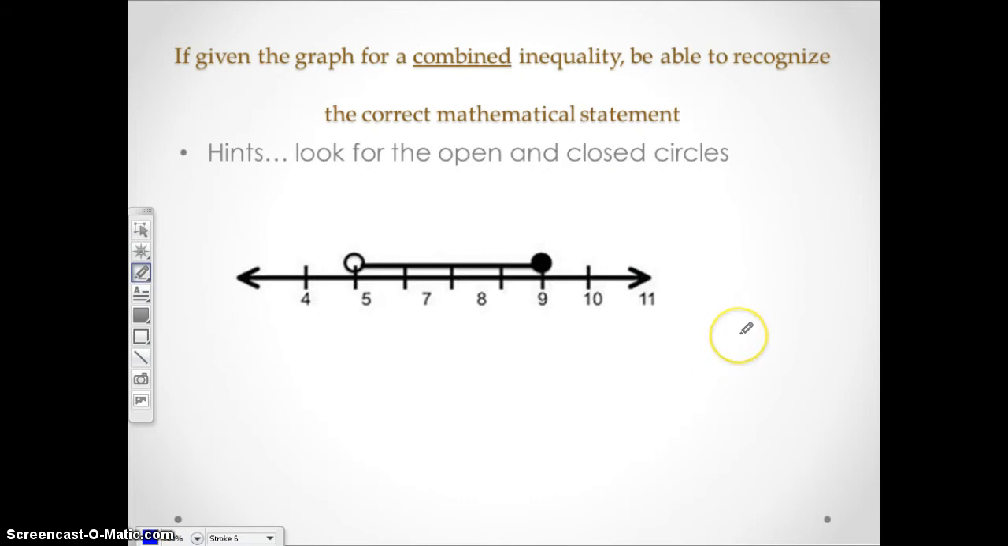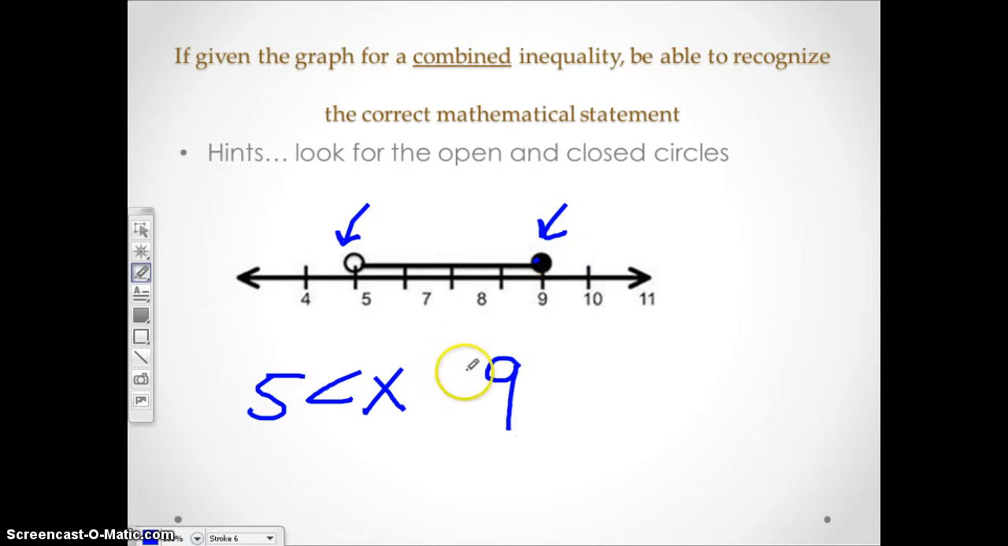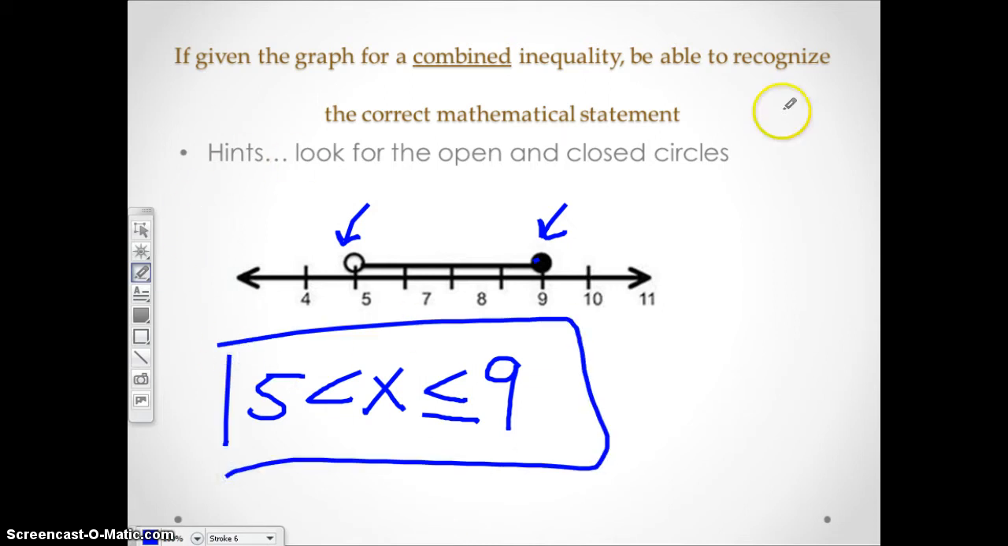Alright, you'll also have to be able to recognize the mathematical statement that goes with a combined inequality. Remember, look for those open and closed circles. This one's open. We're not going to have an equal to. This one is closed, and we will. So, what have we got here? We've got 5, and it looks like x can be the numbers that are bigger than 5, but not equal to 5. What have we got over here? We've got 9. And it looks like x is those numbers that are smaller than or equal to 9. We have correctly identified the statement that goes with that graph.